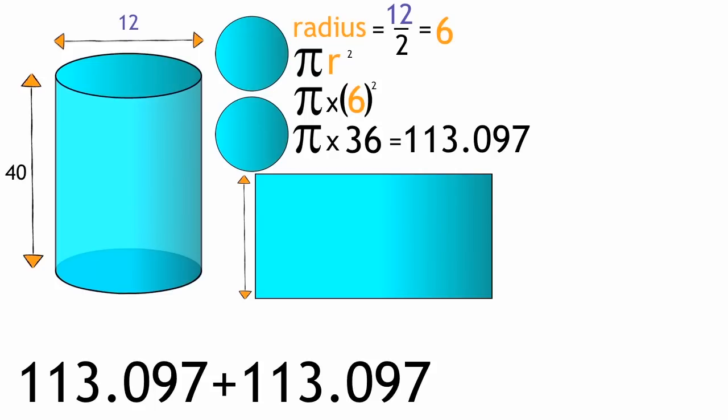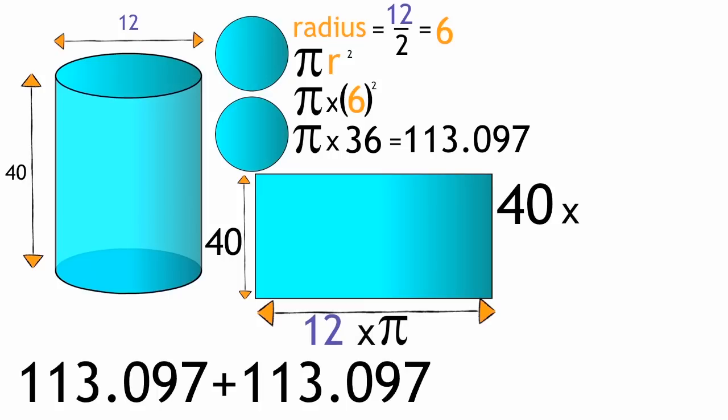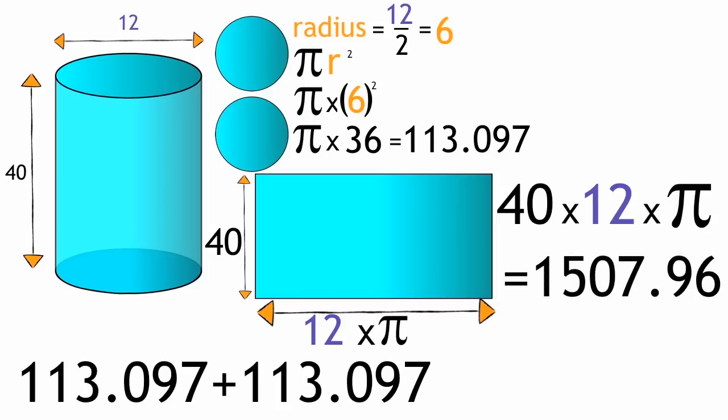So the height's the same, so that's 40. And remember this length here is pi d. So that's 12 times pi. And type that into my calculator, 40 times 12 times pi. We get 1507.96. And that's going to get added on there.